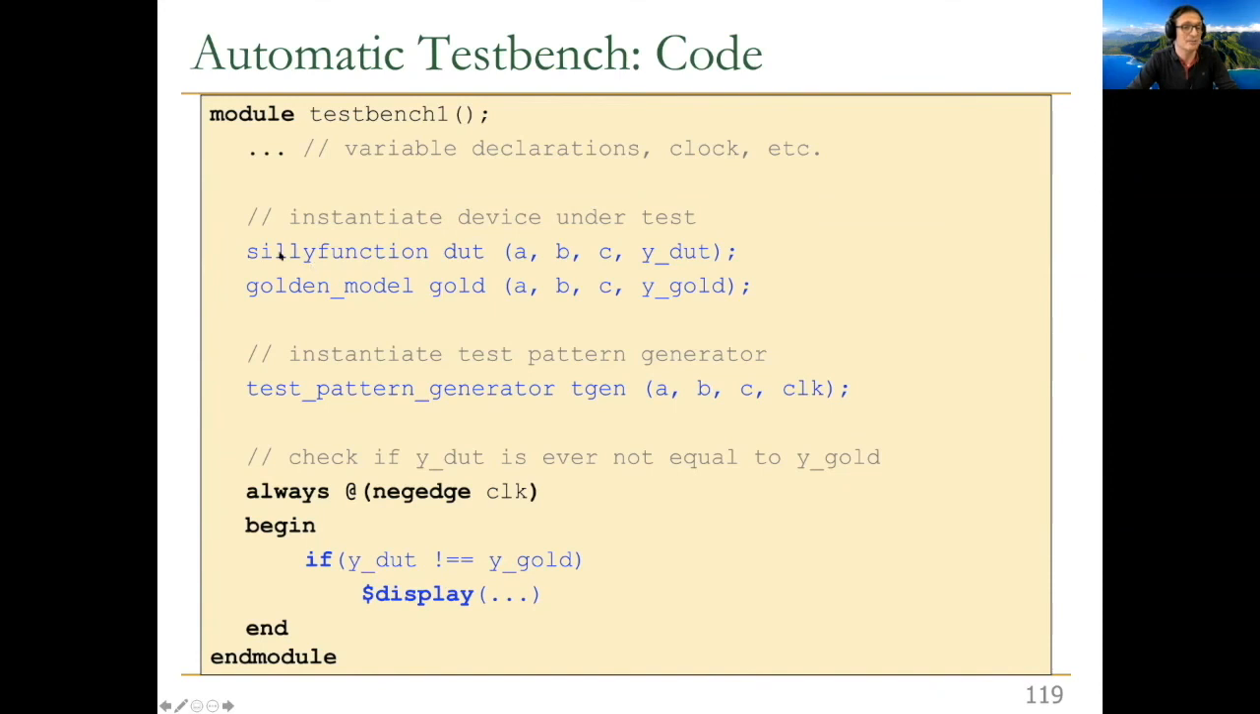Okay, let's take a look at the testbench code over here. It becomes very simple. You have the silly function, inputs and output. You have the golden model. Inputs are the same as the silly function. Output is different. And you have a test pattern generation that applies the inputs to both circuits. And then if the output of the design under test is not equal to the output of the golden model, then you basically have an error at the negative edge of the clock, as you can see.